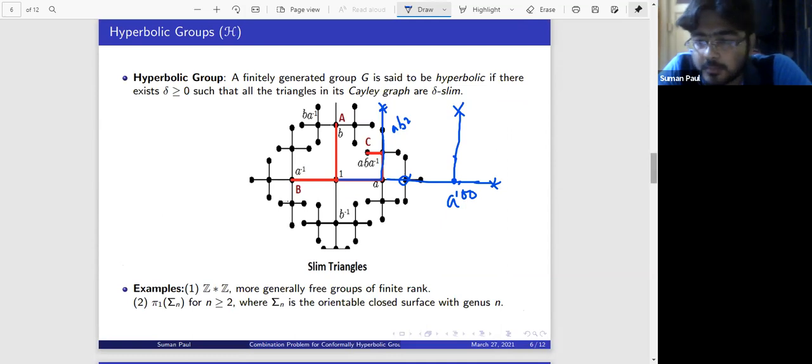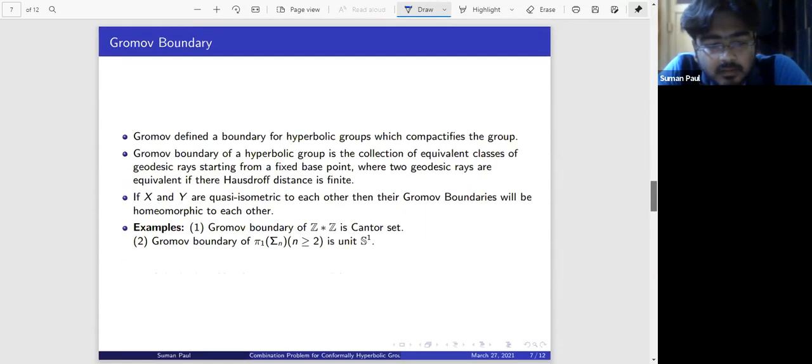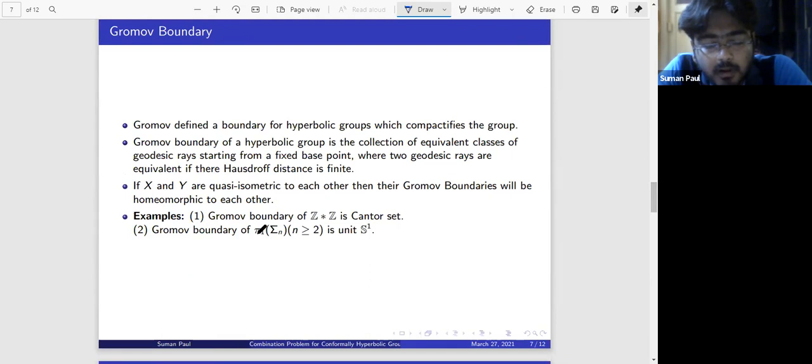So yeah. And the Gromov boundary of the fundamental group of a genus n surface, where n is greater than or equal to 2, is the unit circle S1.